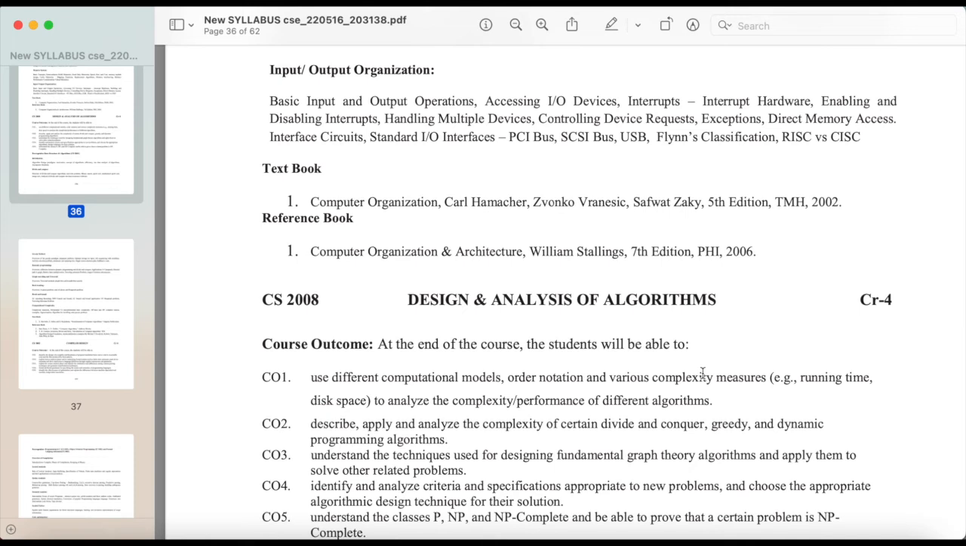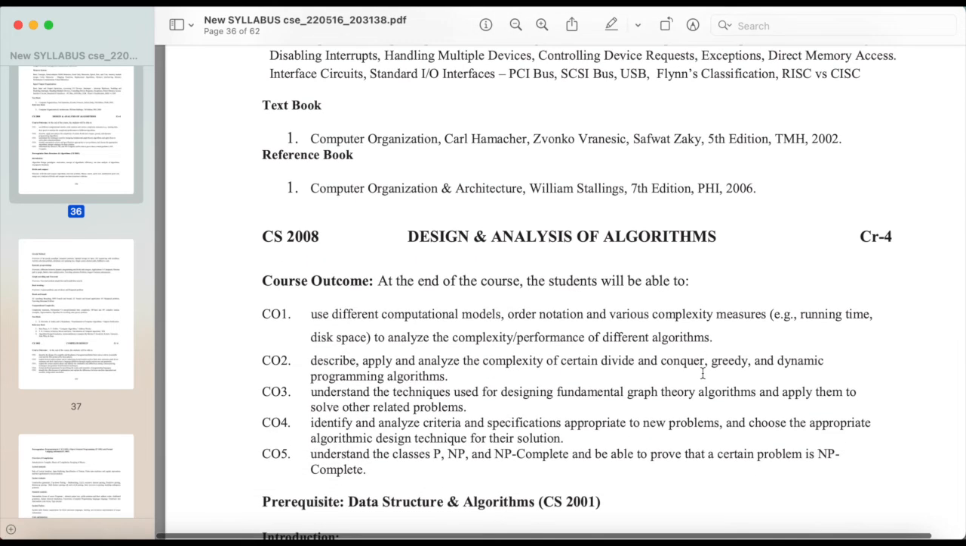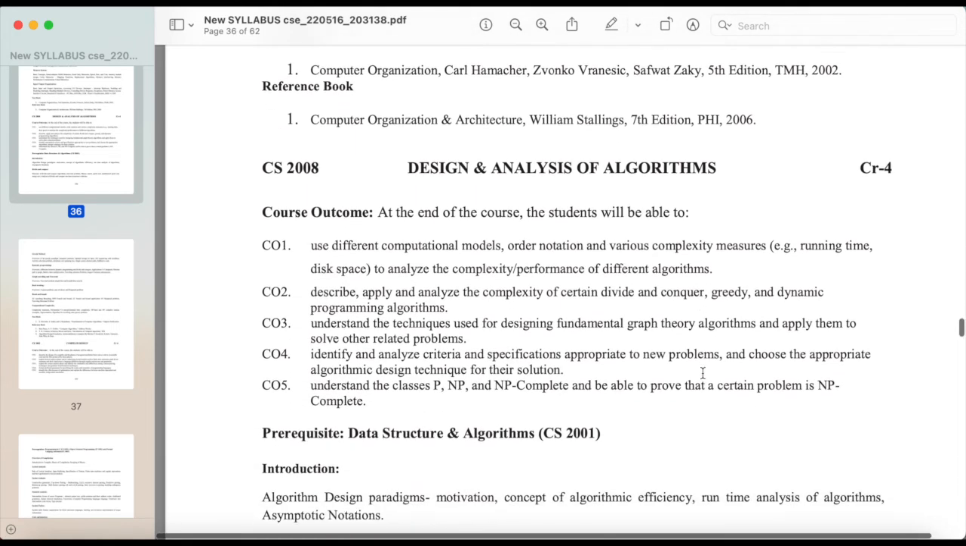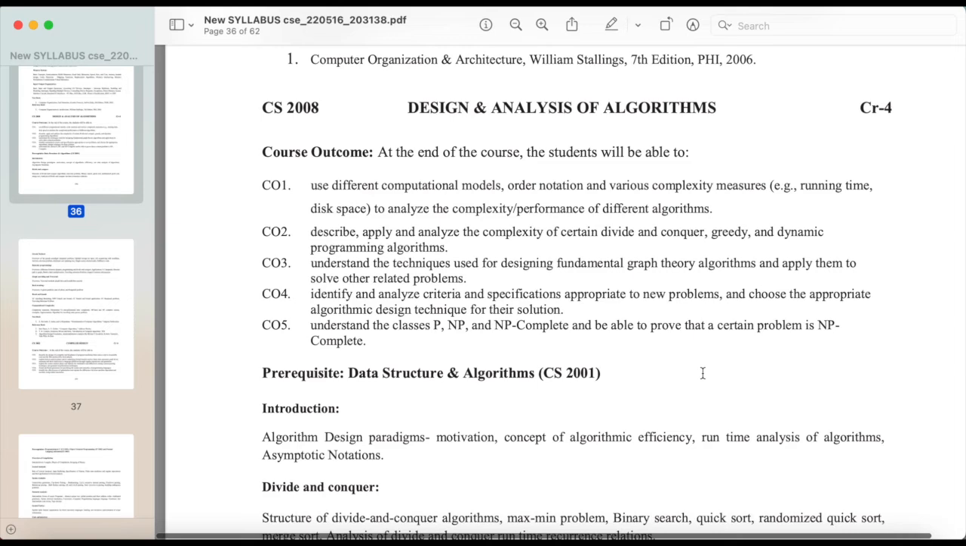device requests, exceptions, direct memory access, interface circuits, standard I/O interfaces: PCI bus, SCSI bus, USB, Flynn's classification, RISC versus CISC. Textbook: 1. Computer Organization, Carl Hamacher, Zvonko Vranesic, Safwat Zaky, 5th edition, TMH, 2002. Reference book: 1. Computer Organization and Architecture, William Stallings, 7th edition, PHI, 2006.